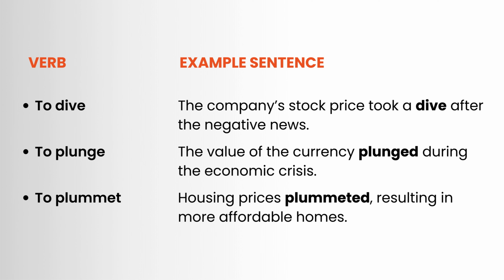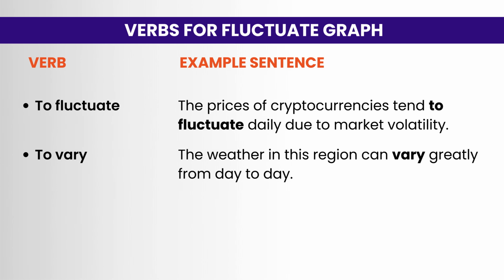To plunge. The value of the currency plunged during the economic crisis. To plummet. Housing prices plummeted, resulting in more affordable homes. Verbs for fluctuate graph. To fluctuate. The prices of cryptocurrencies tend to fluctuate daily due to market volatility. To vary. The weather in this region can vary greatly from day to day.